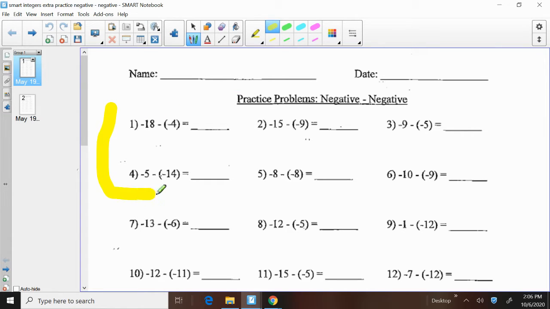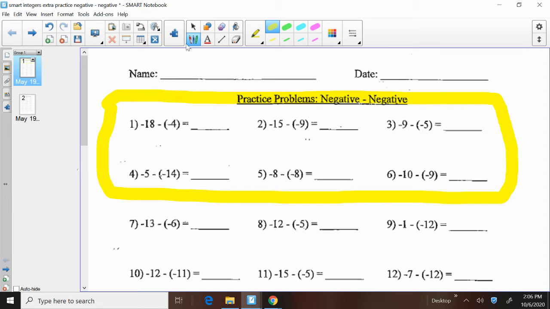So what I'm going to show you is how to do these first 6 problems, because they kind of give you the type of answers that you'll get when you do these sort of problems. Sometimes you're going to get negative answers, sometimes you're going to get positive answers, and sometimes you're going to get 0 as an answer. So that's what we're going to look at here. We're going to look at these 6 problems and see how we either get negative answers, positive answers, or zeros. So I'm going to use my pen here. Start with my red pen.